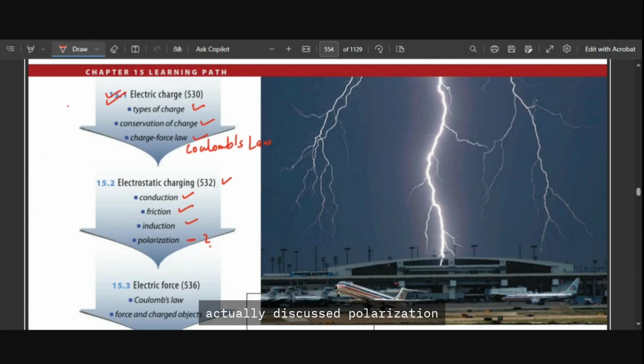We haven't actually discussed polarization, but here you can assume polarization simply deals with, suppose you have a conductor and you place that conductor in some external field. Because of that external field, the positive and negative charges in that conductor will automatically align themselves according to the direction of the electric field. We'll review this from this book only, so you'll be able to understand it.